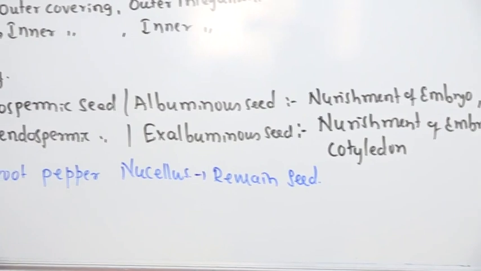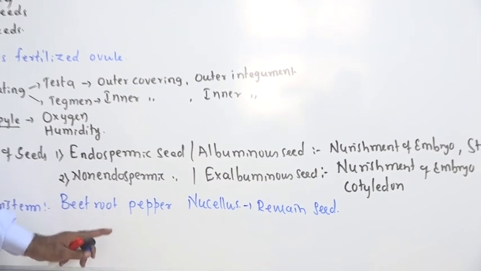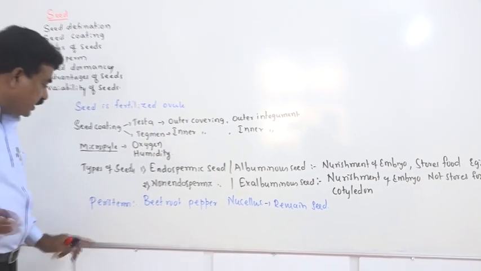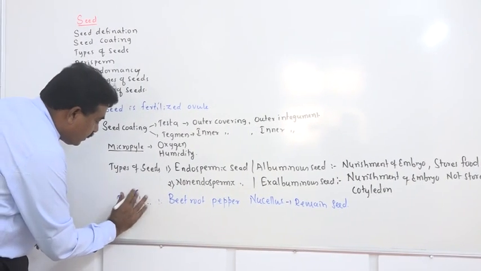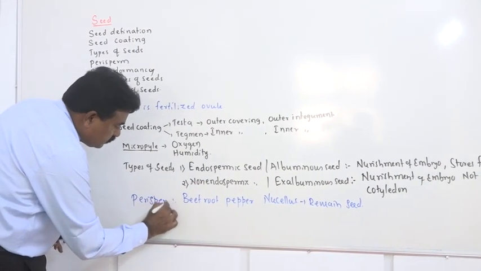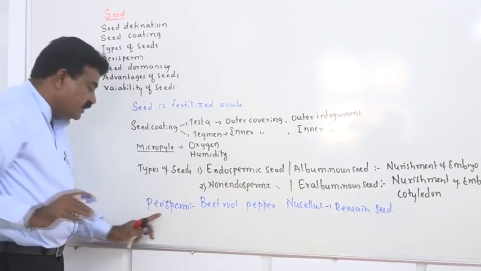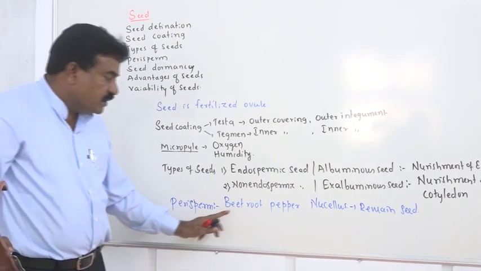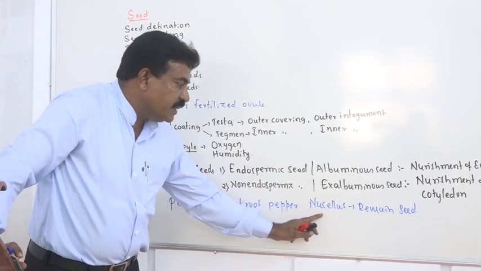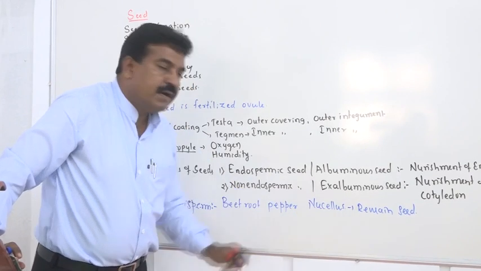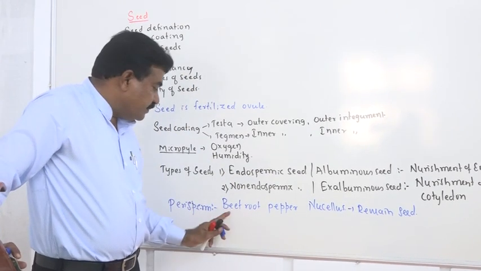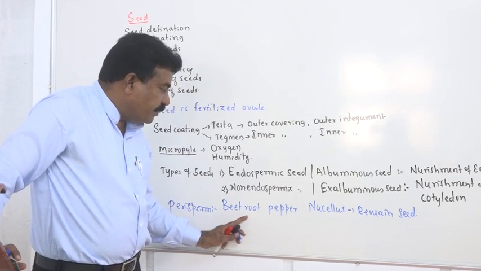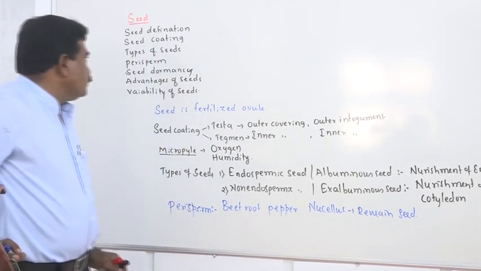That residue remains as nucellar tissue in the seed. We call it perisperm. Perisperm is the remaining nucellus. In the seed, we call it perisperm. We see it in the case of beetroot and pepper.